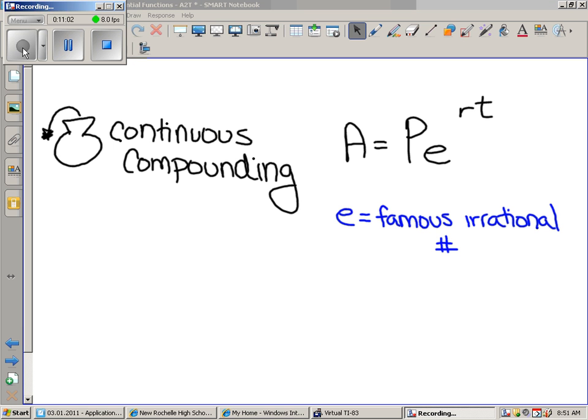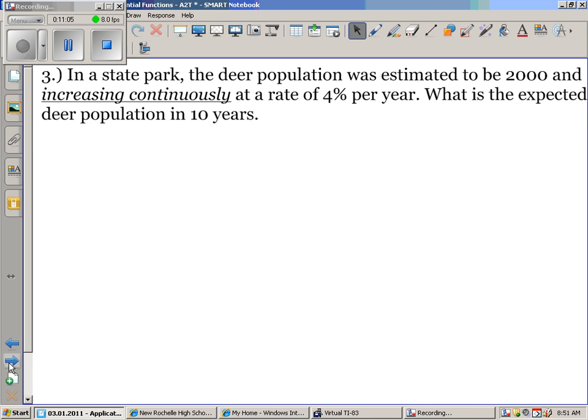Here we go. In a state park, the deer population was estimated to be 2,000. Anybody interested in being a scientific researcher or working in science is going to find that they're going to use that formula a bunch. It was estimated to be 2,000 and increasing continuously at a rate of 4% per year. What's the expected deer population in 10 years? Let's figure out how many deer there are going to be in 10 years.